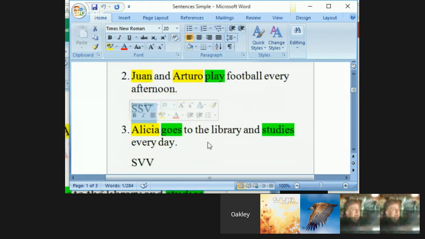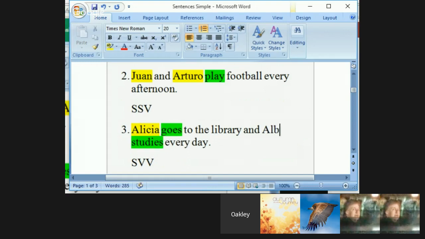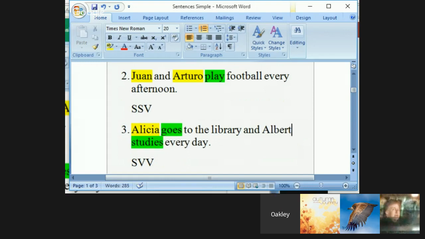All right, and then our last example, SVV. You can have one subject that does two actions. This is still one simple sentence. Alicia goes to the library and studies every day. Okay, I'm getting ahead of myself a little bit into tomorrow's lesson, but what if I added another object noun?